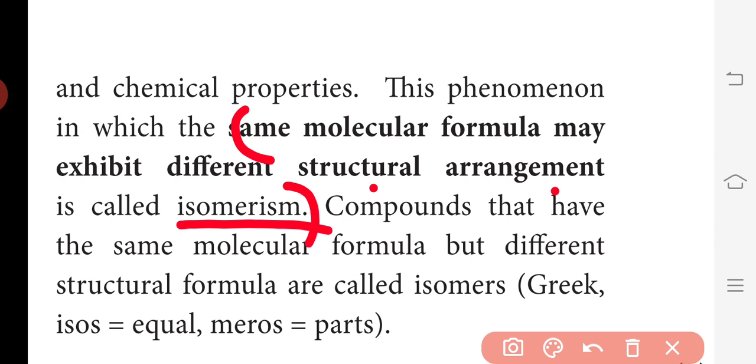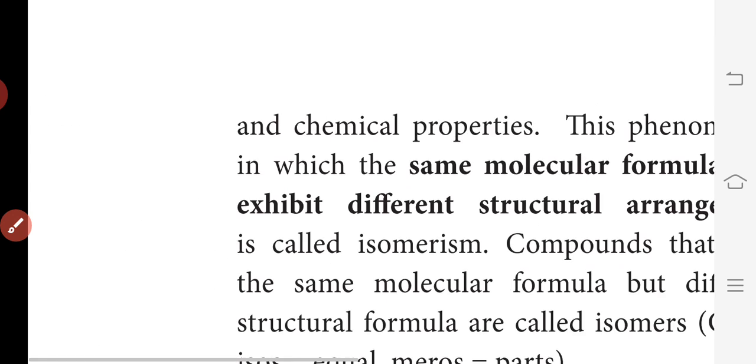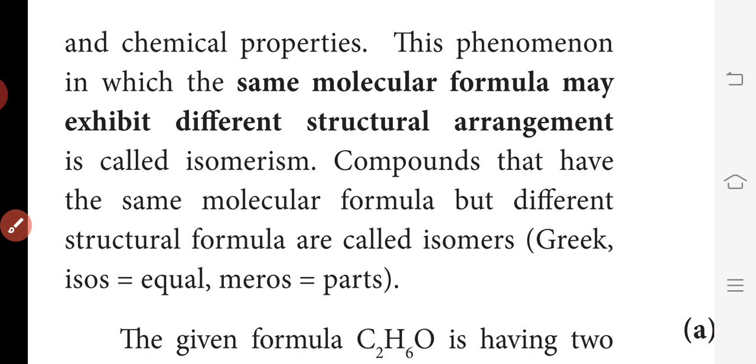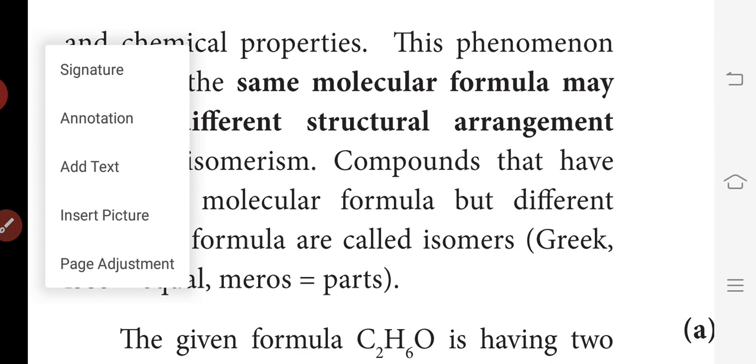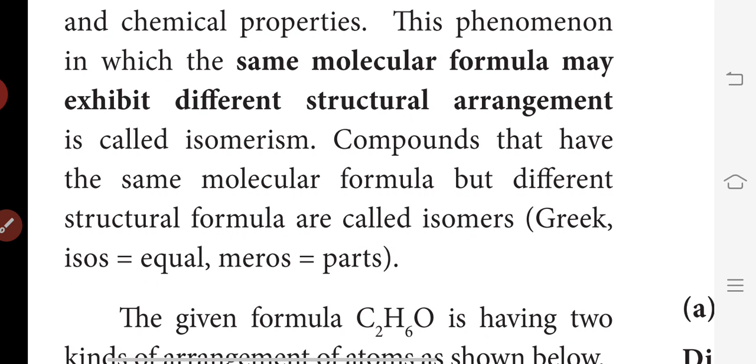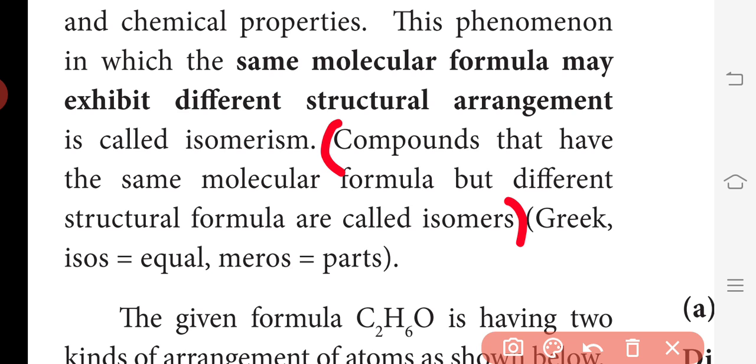Two mark question: define isomerism. Compounds with the same molecular formula but different structural arrangement is called isomerism. Or you can write: compounds that have the same molecular formula but different structural formula are called isomers. In Greek, isos means equal, meros means parts.